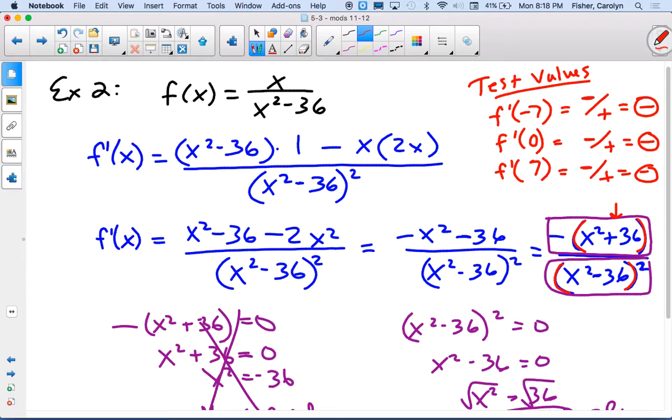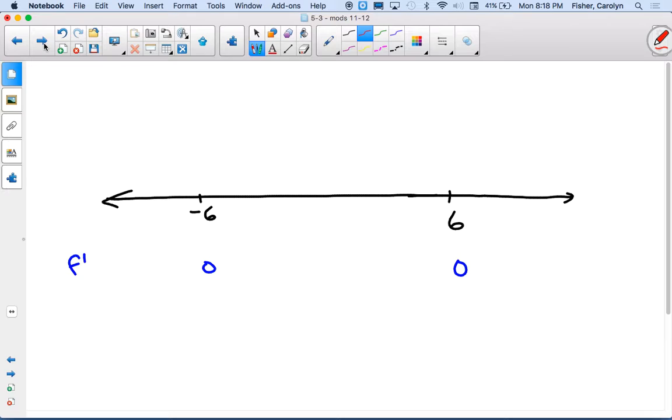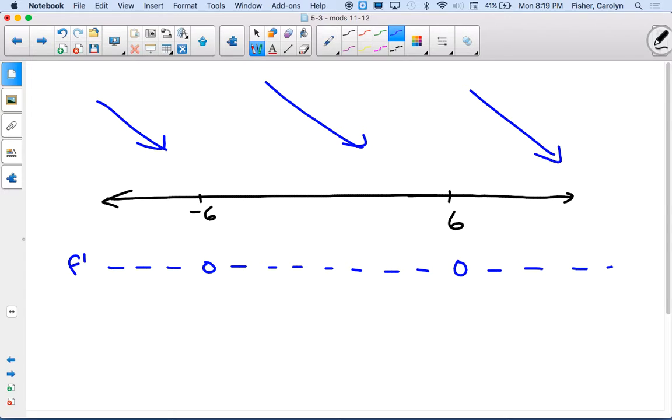Interesting. So we had critical points, which were potential maximums or minimums, and my sign is not changing. So let's go back to my function, and I'm just going to jot that down, that I just got a negative derivative, negative in this section and negative in that section, which means my function is decreasing, decreasing, and decreasing.